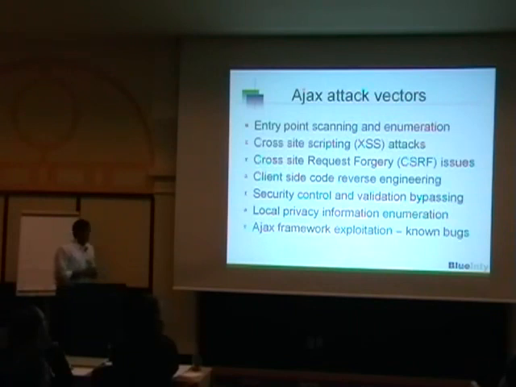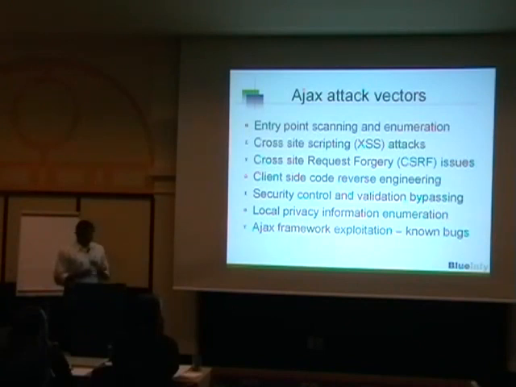Ajax attack vectors: entry point scanning and enumeration is the first task. Then you look for cross-site scripting attacks and cross-site request forgery attacks. Client-side code reverse engineering is another possibility, by which you can identify the logic, because in a traditional application, the whole business logic used to sit in an application layer running on the server side, but now a lot of business logic is shifting to the Ajax side. So now you can browse through JavaScript and identify loopholes.